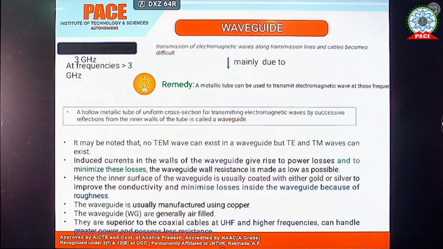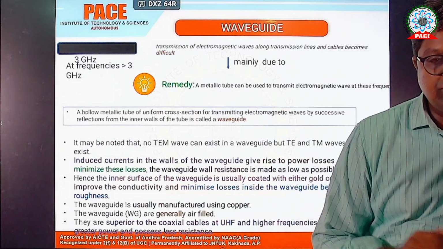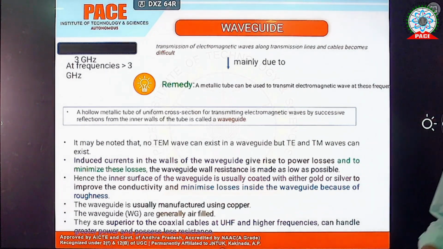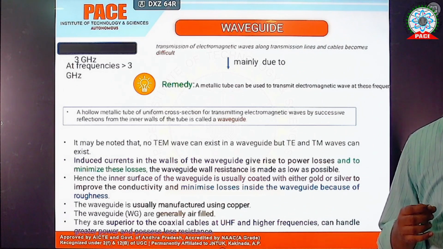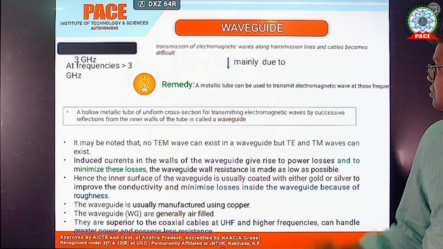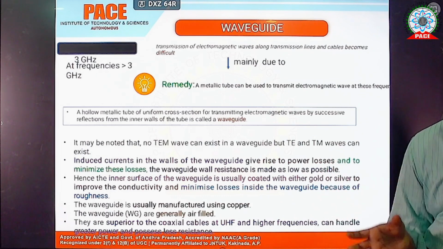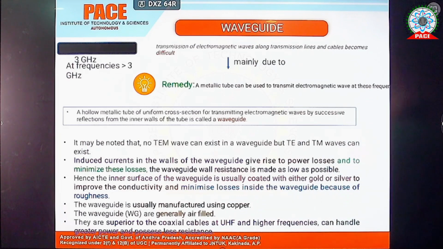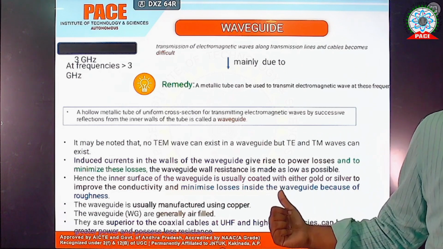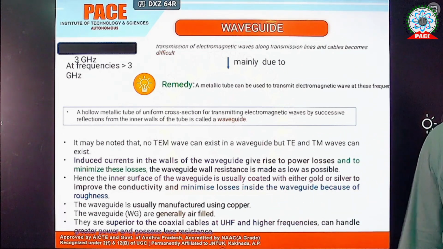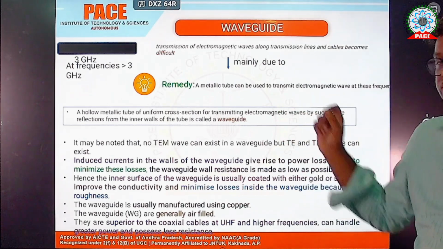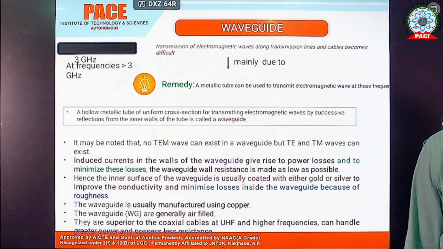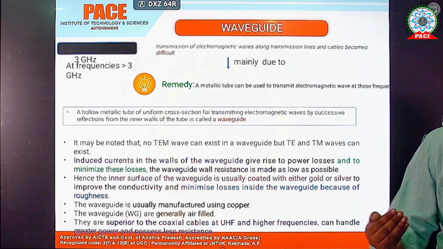So one of the prominent things about microwave is the microwave waveguide. These microwave waveguides carry electromagnetic waves along transmission lines and cables, using a metallic tube to transmit the EM waves. A component operating above 3 GHz is termed a microwave waveguide component. This component looks like a hollow metallic tube having a uniform cross section for transmitting electromagnetic waves through successive reflections.